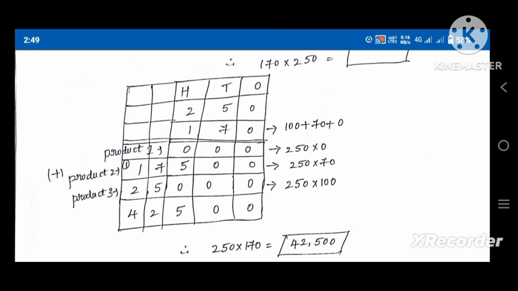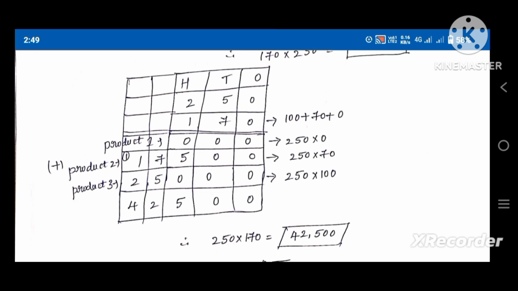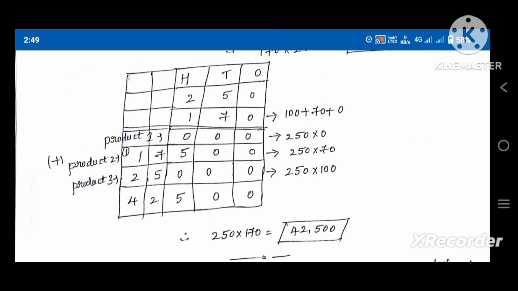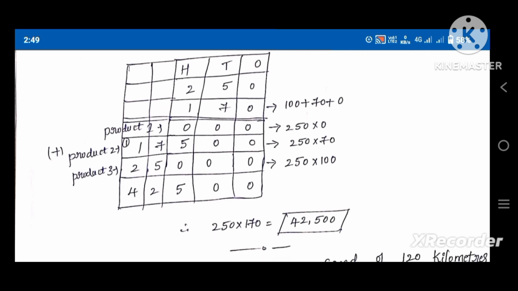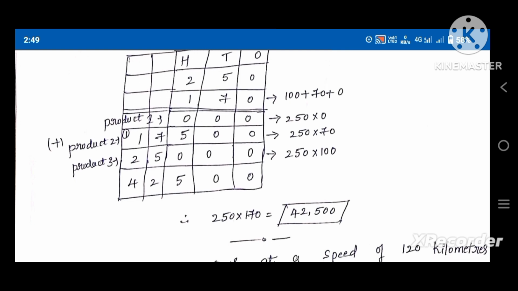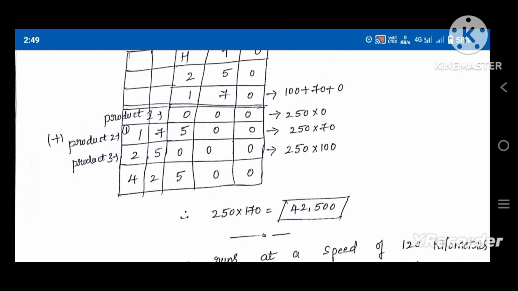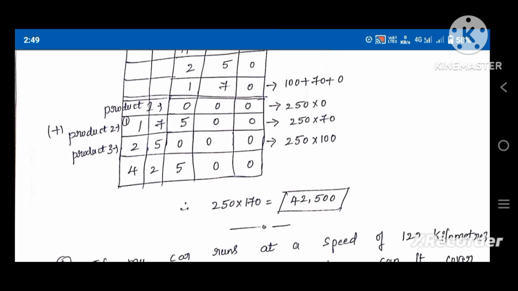Multiply 250 into 170. 170 means 100 plus 70 plus 0. Product 1 is 250 into 0. Product 2 is 250 into 70. Product 3 is 250 into 100. Add the three products and get the answer 42,500.